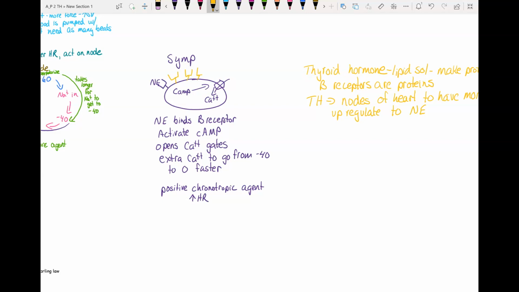You get all these extra beta receptors here. If you have more beta receptors, you're going to bind more norepinephrine. And for each norepinephrine you bind, you're going to get a cAMP. And that cAMP is going to go open more calcium gates. So the result of that is there's going to be more calcium coming into the cell.